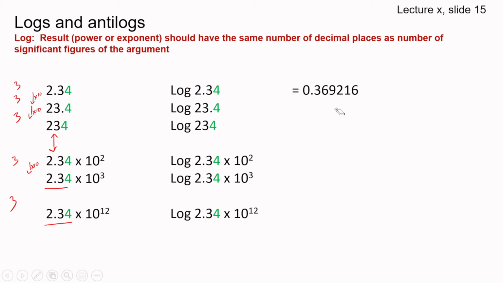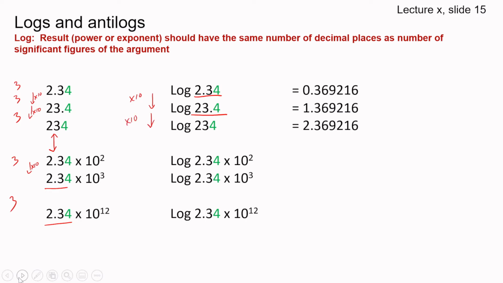Okay, so what's the logarithm of 23.4? Well, that's kind of interesting, right? It's just like 2.34, except for what? It's just 10 times bigger. Okay, so if you put that in your calculator, look what comes out. 1.369216. Huh, that's interesting. Everything to the right of the decimal place is the same, but now I've just added a 1 to it. Well, what happens when we multiply by 10 again?